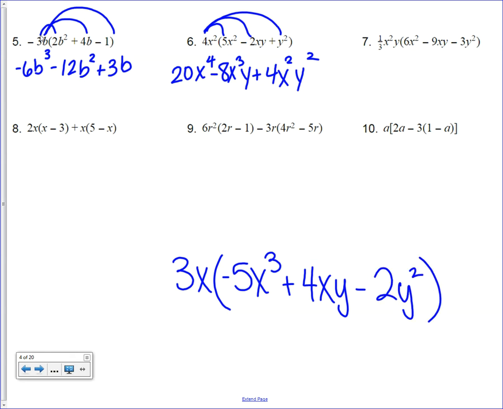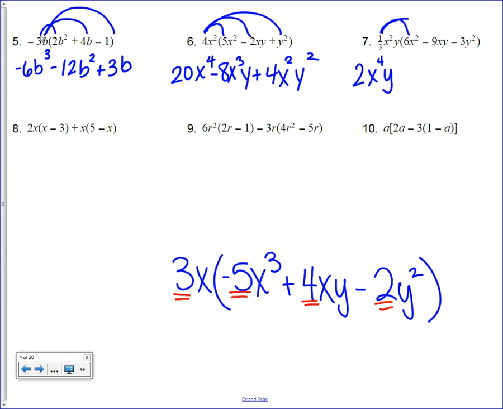Let's look at this. Okay. So these numbers are coefficients, correct? So multiply. What do you get up there? Yep. Somebody help me out. What's 1/3 times 6? 2. So how many x's will you get here, Dalton? 4. And then how many y's?